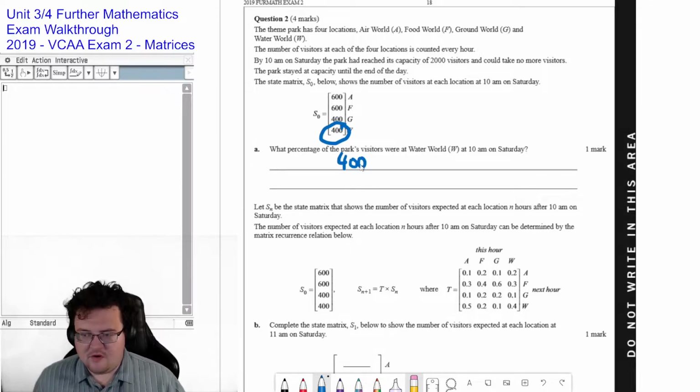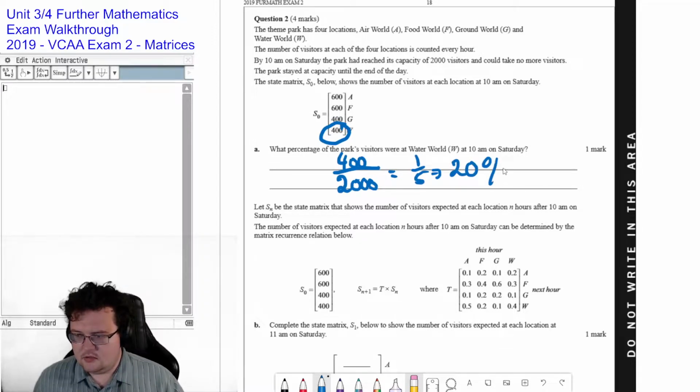But how many people were in the park in total? Well, that's 6 plus 6 plus 4 plus 4, which is 20. So that's 2,000. Well, if you calculate that out and you get a percentage, you end up with 1/5, which is 20%.